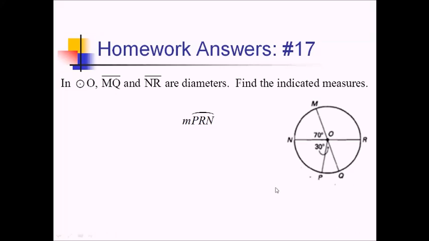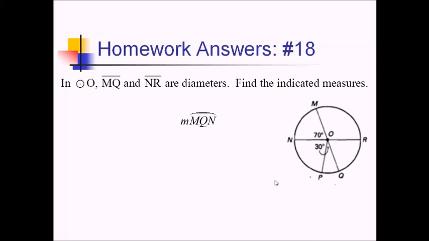On number 17, we're trying to find the measure of arc PRN. So for this one, the way I looked at it, we've got this arc, which we know is 30. This arc in here, which we know is 70 because it's across from the central angle, which is the vertical angle, 70 here. And then we also have another 180 degrees for this semicircle. So 30 plus 70 plus 180 gives us a grand total of 280 degrees.